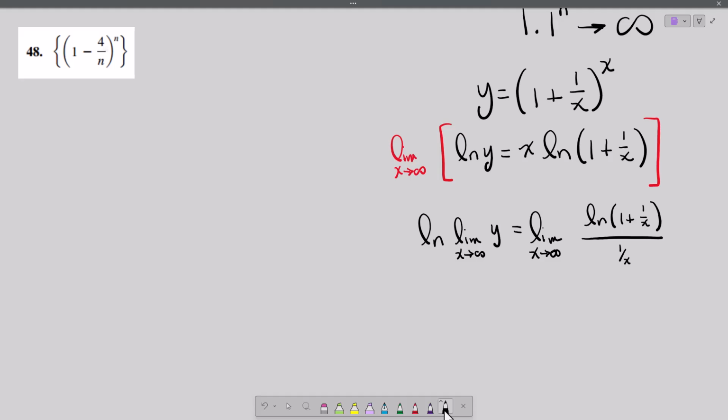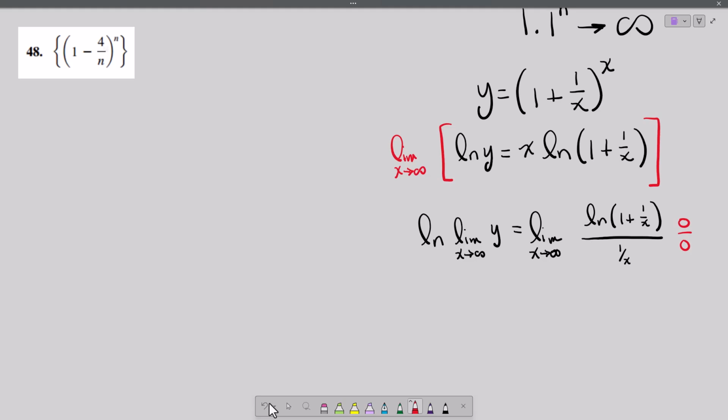Division by 1 over x is the same as multiplication by x. These two are equivalent. Division by 1 over x means multiply by the reciprocal, you multiply by x over 1, and you get what's up here. Now, this is in L'Hopital's form. Now we have the indeterminate form infinity over infinity. Oh, no. Which over which? 0 over 0. Other indeterminate form. Denominator, as x goes to infinity, is 0. Numerator, as x goes to infinity, is ln 1. ln 1 is 0. So we have 0 divided by 0.